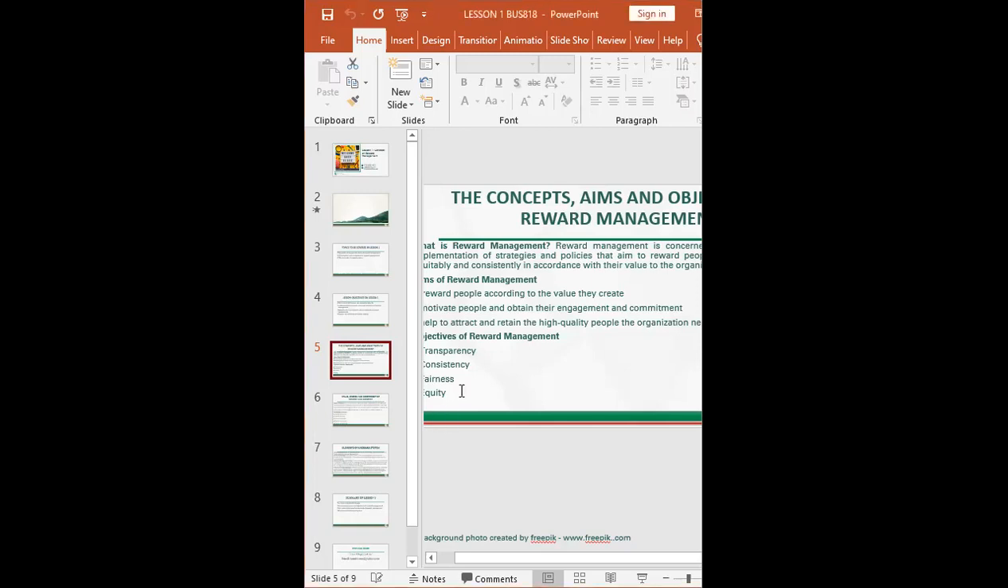Another aim we put here is that it also helps to attract and retain high quality people the organization needs. There are some organizations that at the beginning of the year say, if you meet your targets, this is the reward we are going to give: a trip to maybe Paris at the end of the year with your family, or hotel accommodation, all expenses paid. You will see the effort a lot of people will put in.